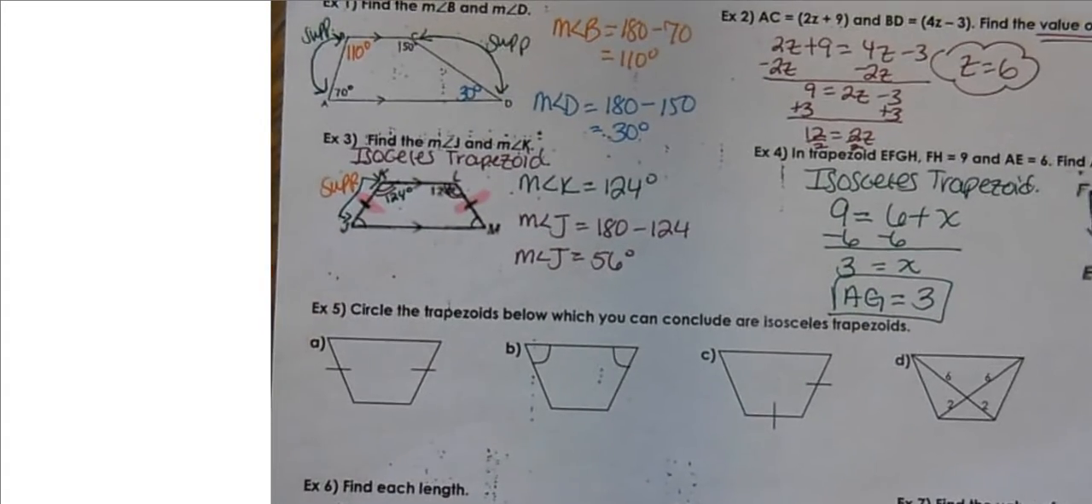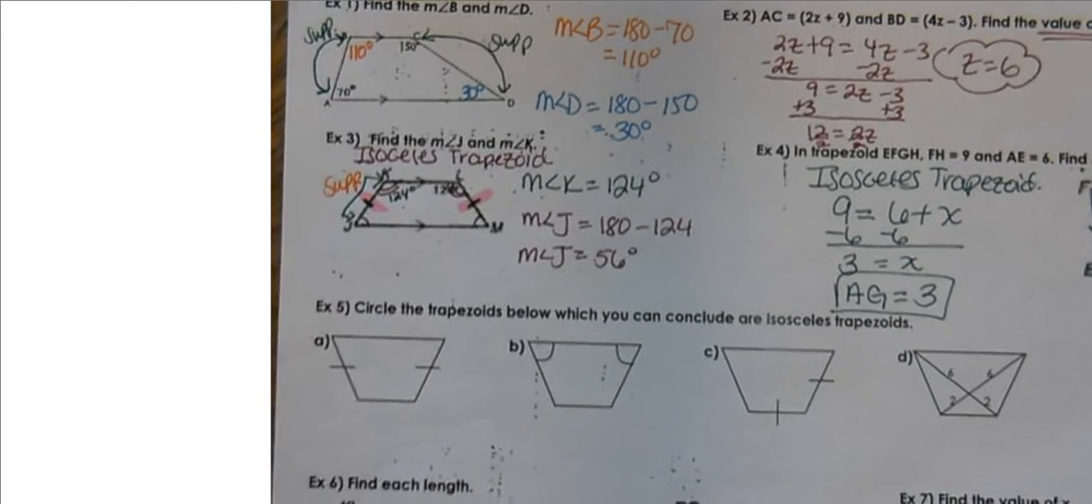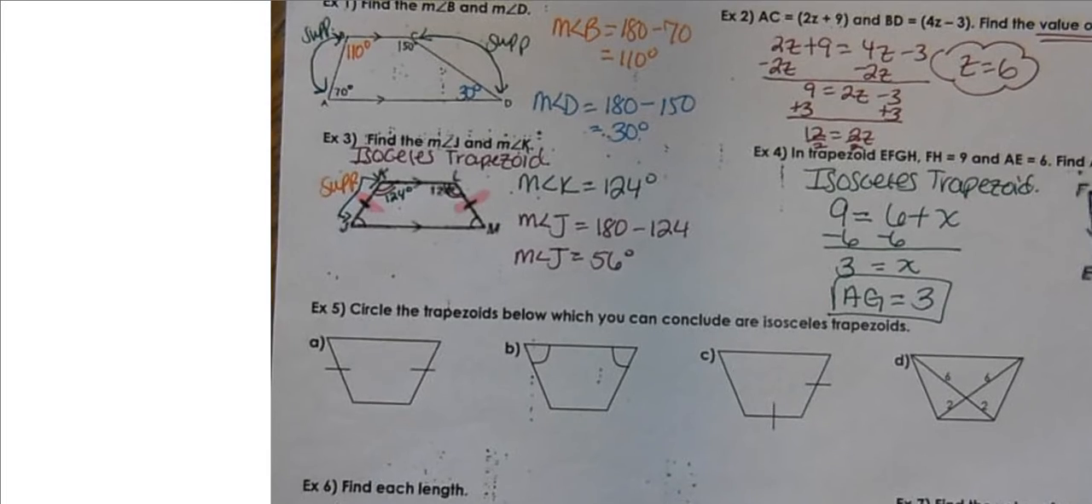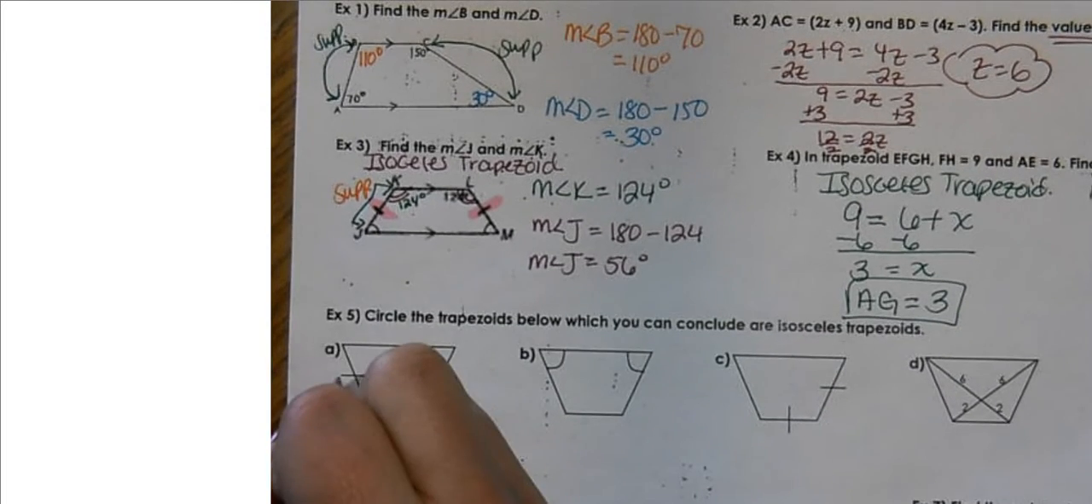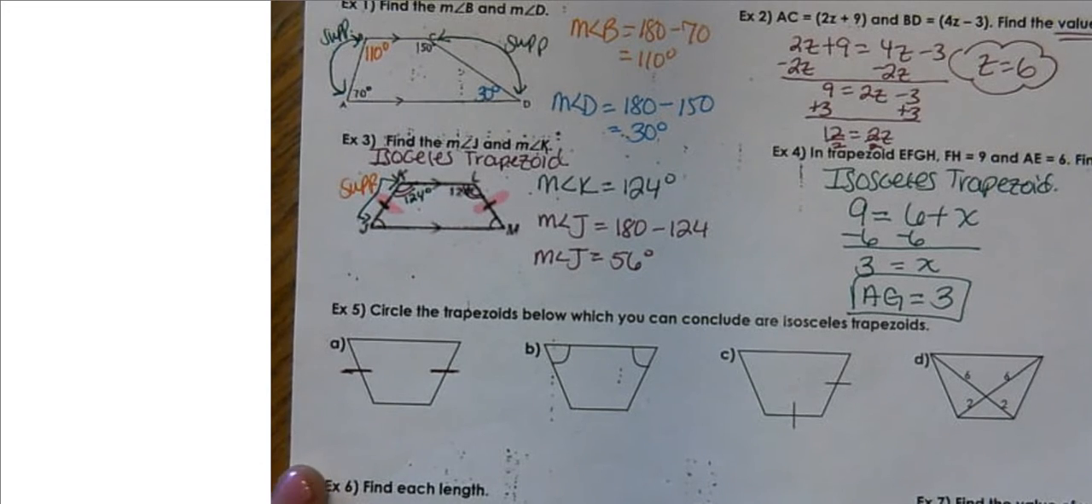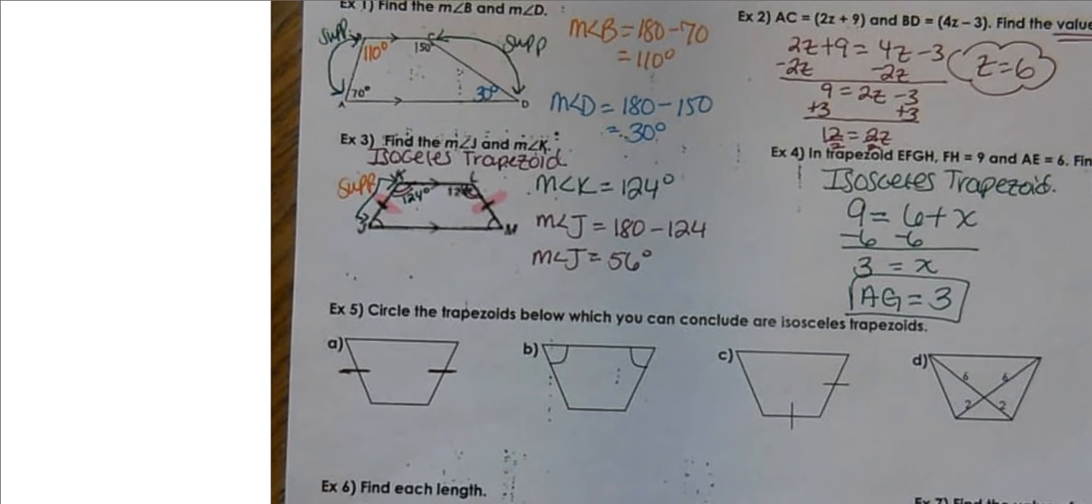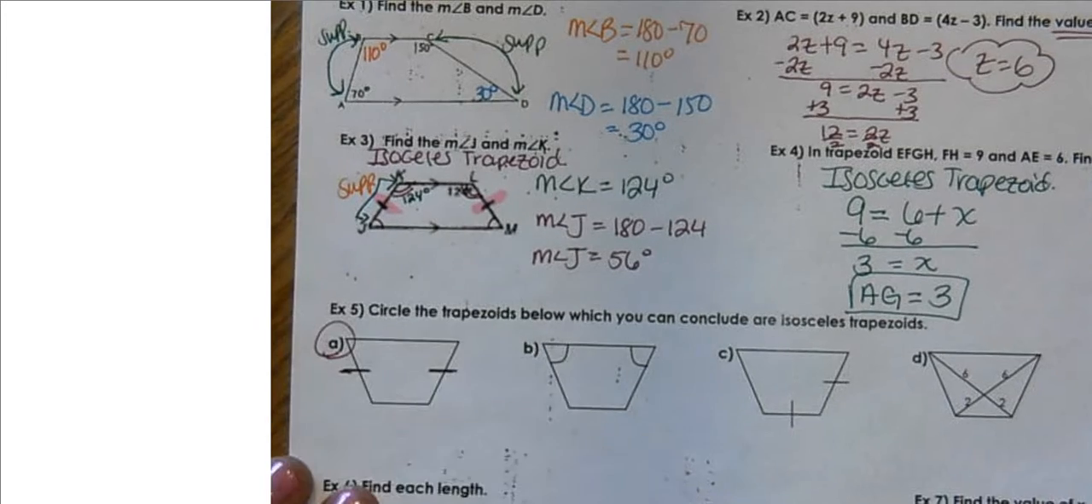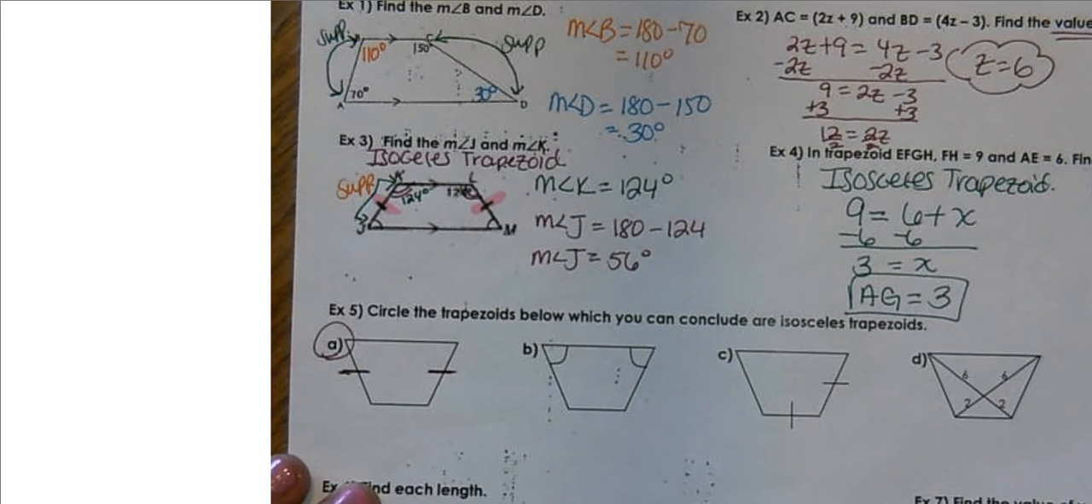Next, we want to circle. We've been working a lot with isosceles trapezoids, and we want to circle the trapezoids that you can conclude are isosceles. So it's all about using those properties. And letter A, I can clearly see that we have one pair of opposite sides that are congruent. And if we have opposite sides that are congruent, I can say that letter A would have to be an isosceles trapezoid.